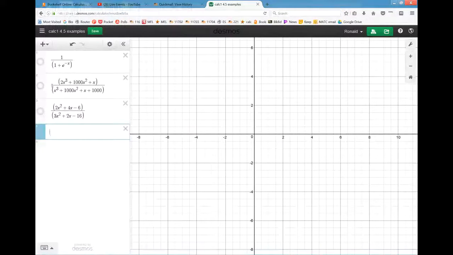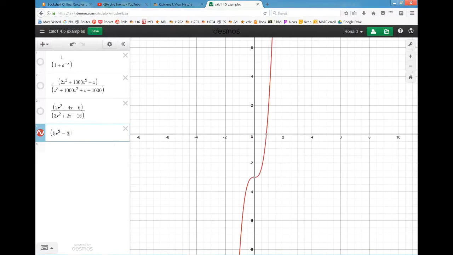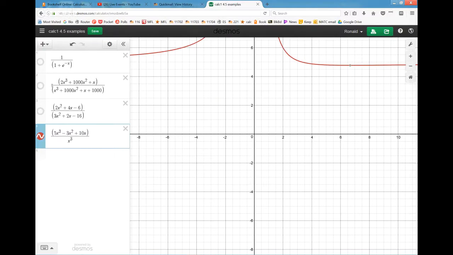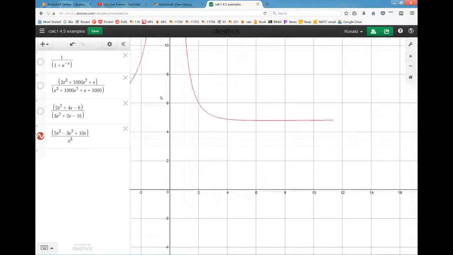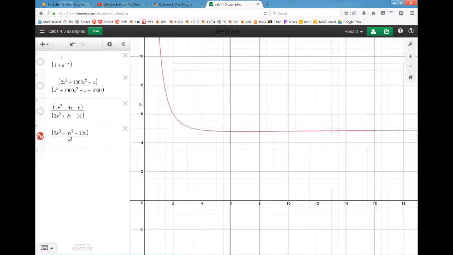So on top, 5x cubed minus 3x squared plus 10x. And on the bottom, we've got x cubed. And remember, we're looking at the limit as x approaches positive infinity.